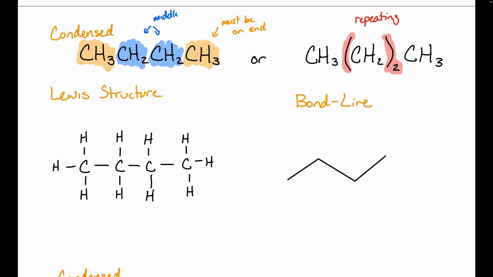Okay? So, importantly, in our bond line structure, the positions of carbons and hydrogens are implied by the drawing. All right? Importantly, how many carbons did I have in my molecule? 4. And so where are those carbons located in my bond line structure? They're at every endpoint and intersection, right? So my carbon atoms are implied in my bond line structure. They're at every endpoint and intersection of that bond line structure, okay?